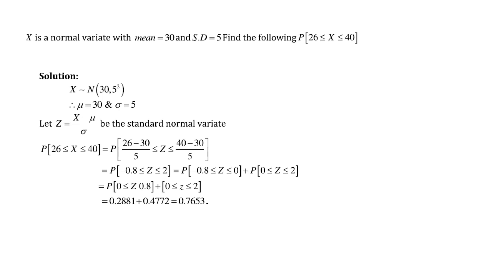Let us see a sum for the normal distribution. Let x be a normal variate with mean 30 and standard deviation 5. We have to find the probability of x greater than or equal to 26 and less than or equal to 40. Here they have given the mean to be 30 and the standard deviation to be 5. So by applying the standard normal distribution formula, we find the probability that x is between 26 and 40 is equal to 0.7653.